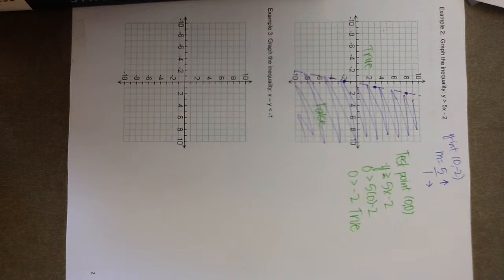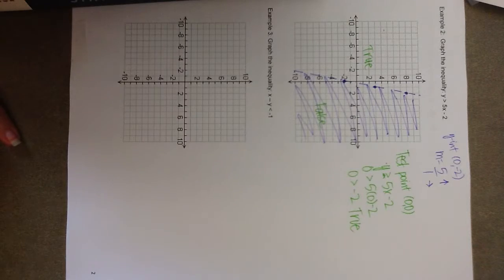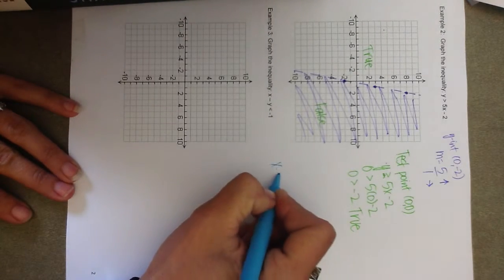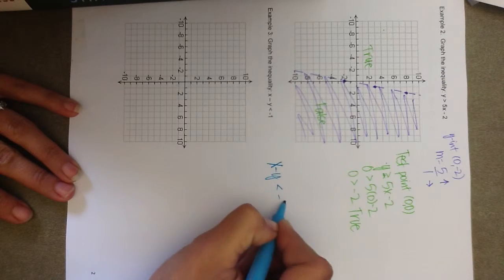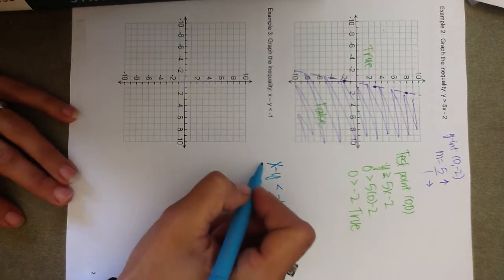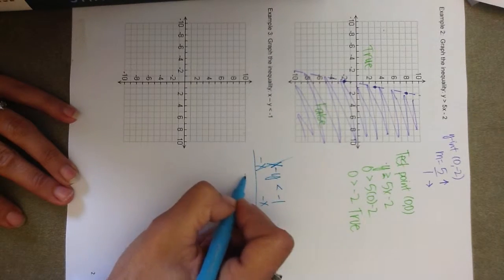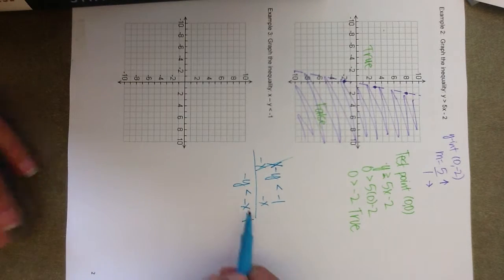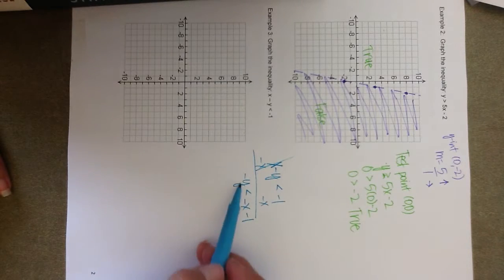Moving on to example 3. Oh, this one is not solved for y, nor is it in slope-intercept form, so I should probably work on that first. I've got x minus y is less than -1. So I'm going to start by subtracting x from both sides, and I get -y is less than -x minus 1. Put the x first because I'm looking for slope-intercept form.